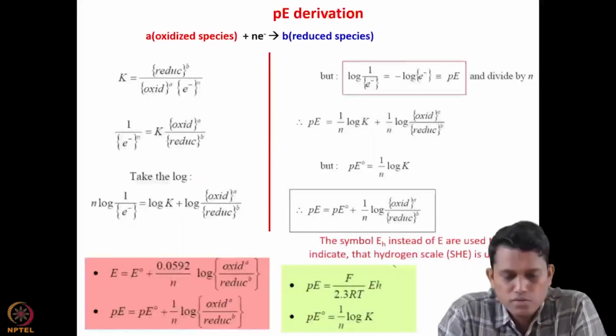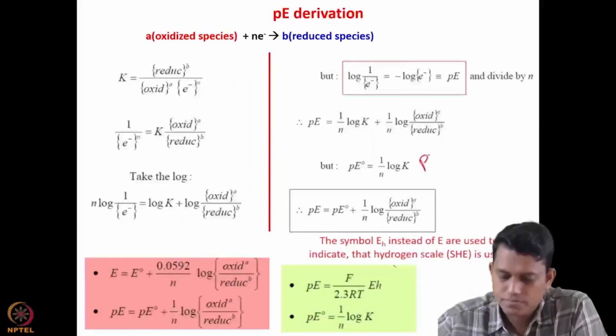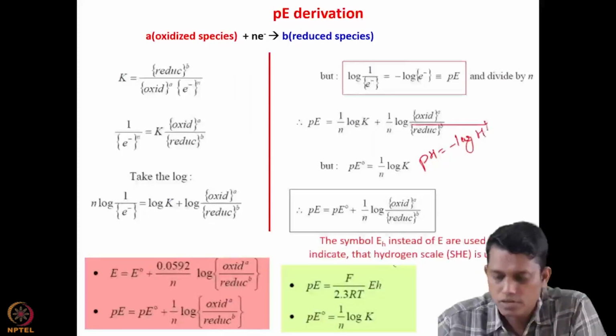Yesterday we went through some basic concepts of pE, and there we saw that pH is one of the very crucial variables in controlling the hydrolysis behavior of actinide ions in the solution. Similarly, we thought of a variable that can be called pE in a very similar way to how we call pH. pH is minus log of hydrogen ion activity or concentration value.